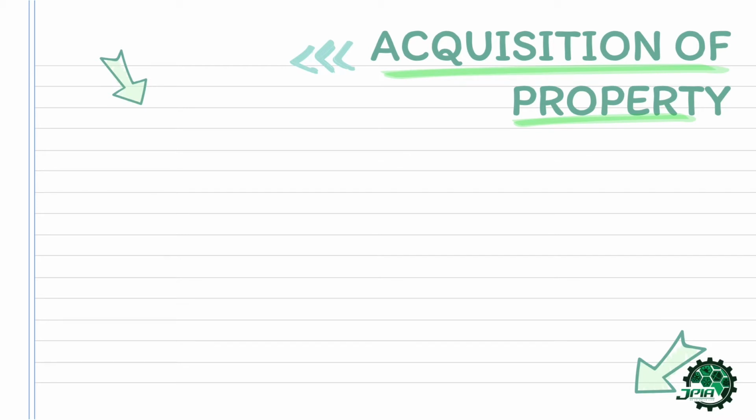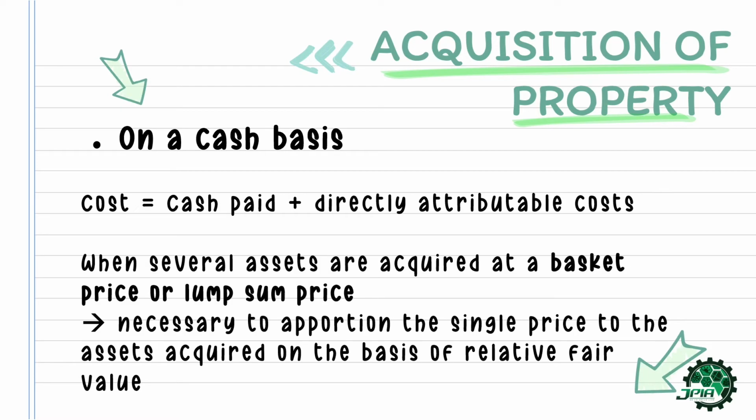So, when we acquire the property, of course, there are different ways of acquiring property. First off, how should we measure the acquisition of property on a cash basis? If cash basis is used, it's simple. Cash paid plus directly attributable costs. As simple as that. So, if our cash paid is 1 million and our attributable cost is 500,000, the cost of PPE is 1.5 million.